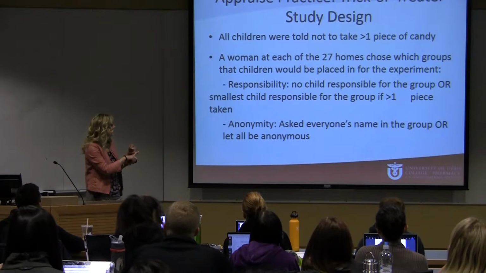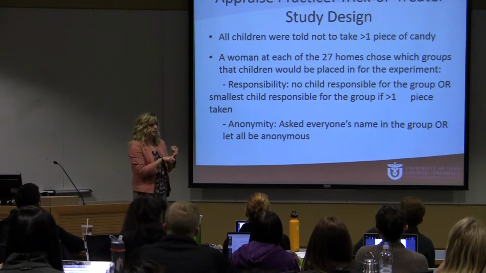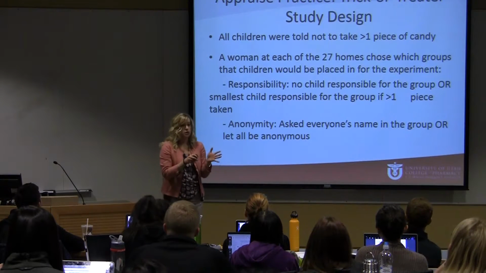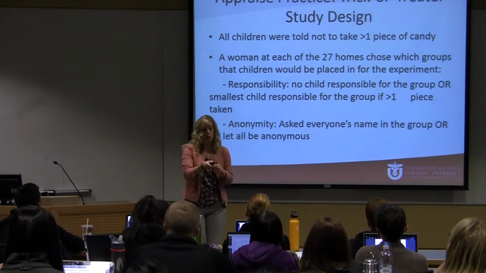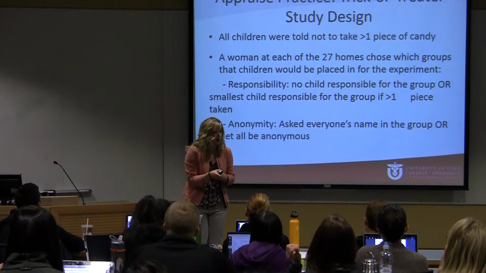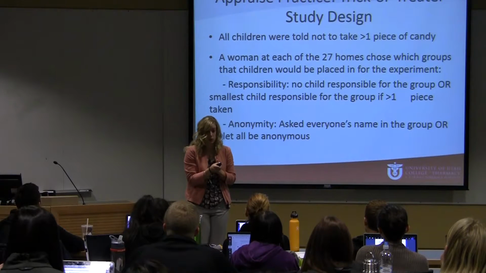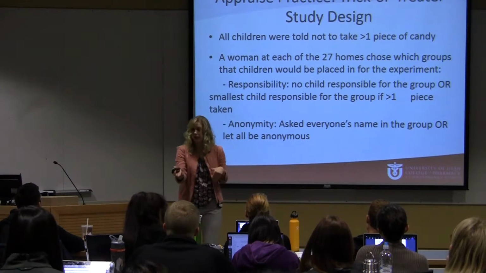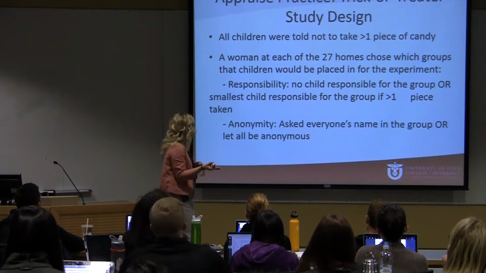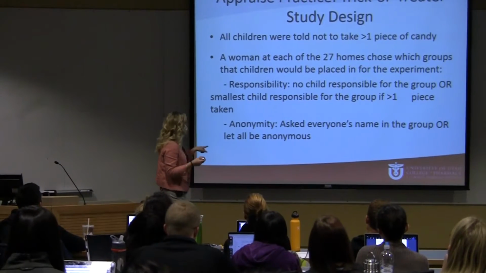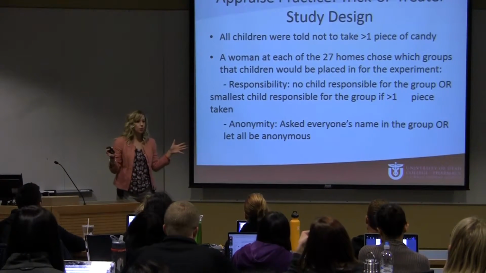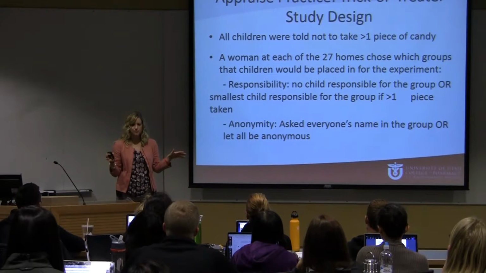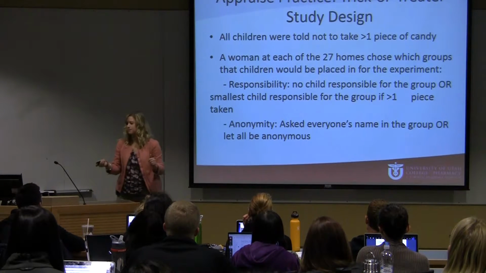So for responsibility, either she put no child in charge of the group, or she said, hey, you, the smallest child in the group, you're responsible that nobody else takes more than one piece of candy. So either she didn't say that at all, or she picked the smallest person in the group and said that. For anonymity, they asked everyone's names in the group, or they asked no one's name in the group. And then they compared them.